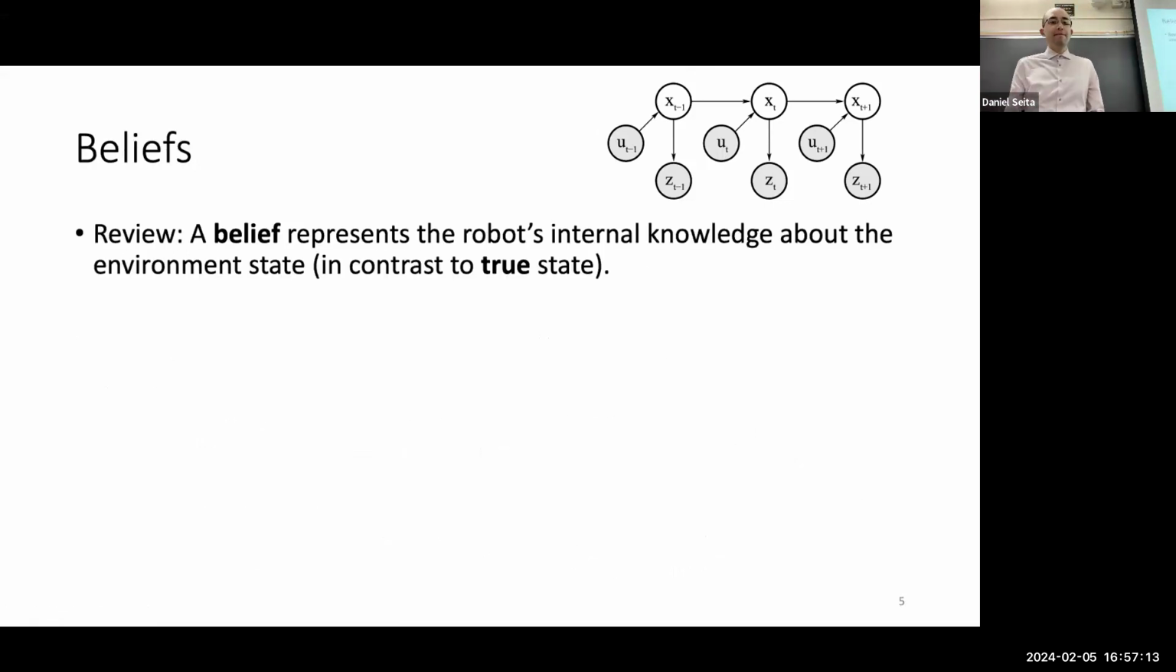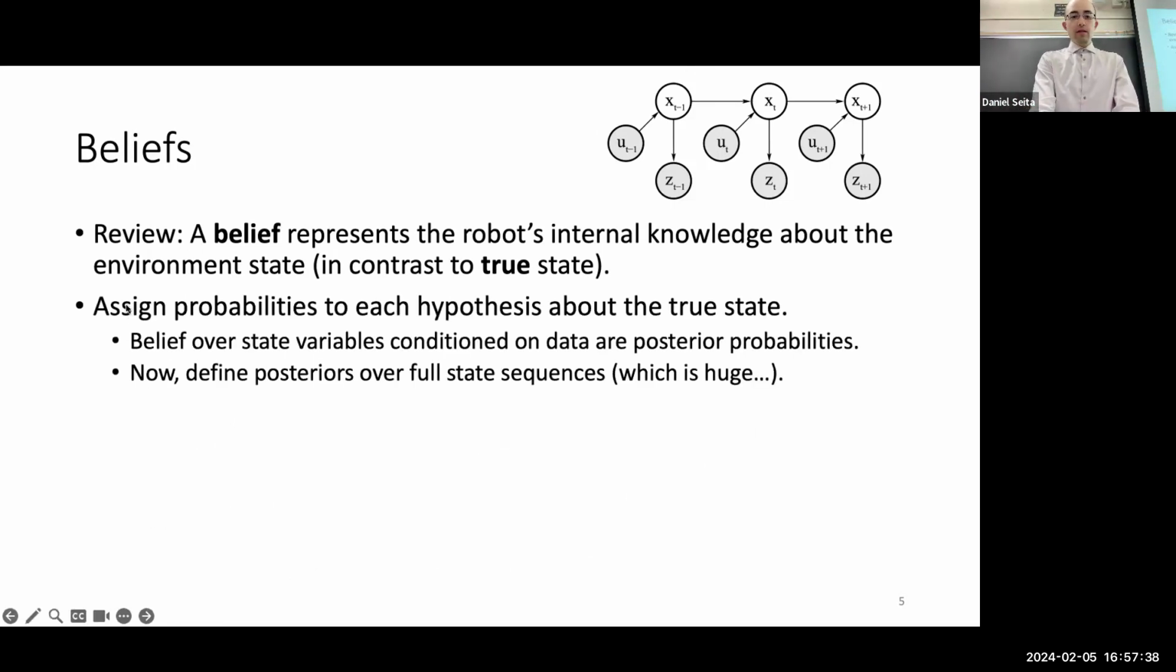Now, a belief, the thing that we've been talking about a lot, represents the robot's internal knowledge about the environment state. In Bayes filters, we talked about the belief. With Gaussian filters or Kalman filters, we characterize beliefs as Gaussian, so we define them with a mean vector and covariance matrix. These assign probabilities to each hypothesis about the true state. And these are basically posterior probabilities, and I'll write out the formulas here again.